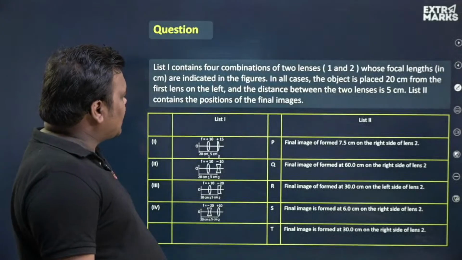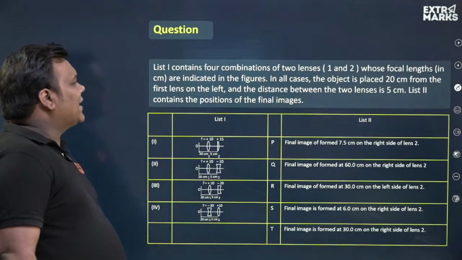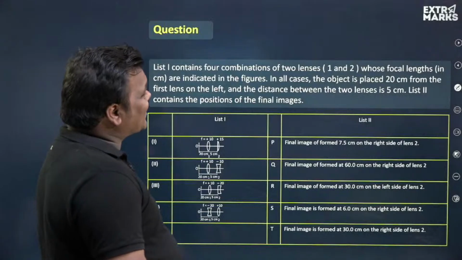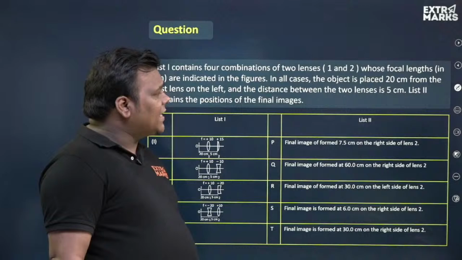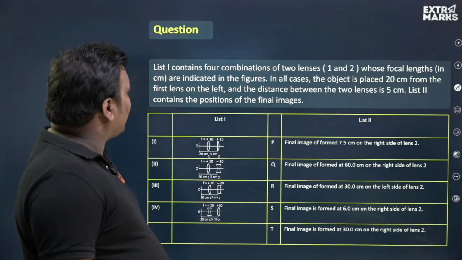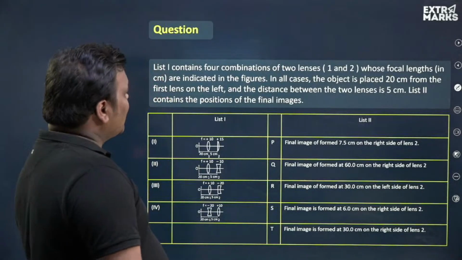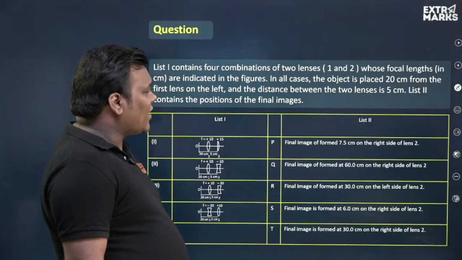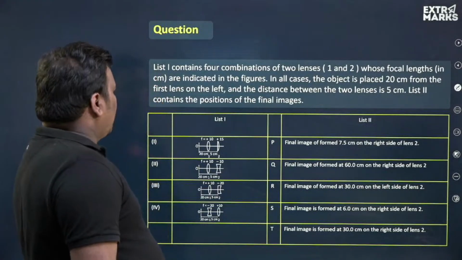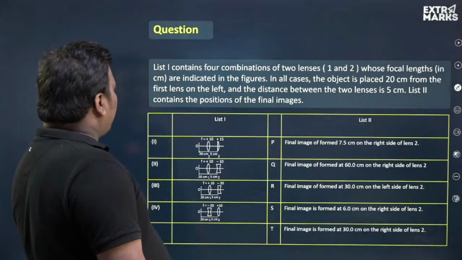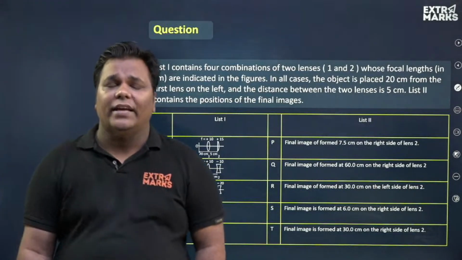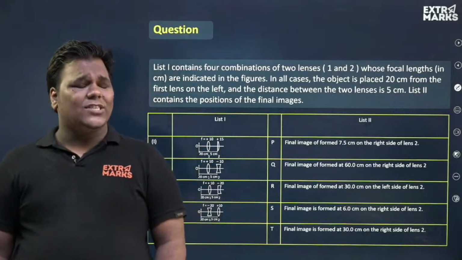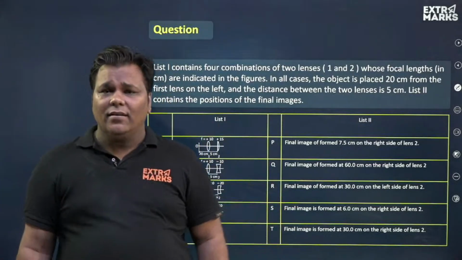That is the last question, guys. List 1 contains 4 combinations of 2 lenses whose focal lengths are indicated in the figure. In all cases, the object is placed 20 centimeter from the first lens on the left, and the distance between the 2 lenses is 5 centimeter. You need to calculate the positions of the final image. Okay, guys, you can solve it in 2 different ways. You can either use combination of the lens, or you can use a different method.